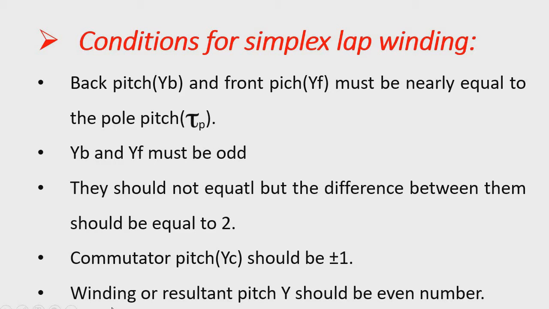Now conditions for the simplex lap winding. So first condition is that the back pitch YB and the front pitch YF must be nearly equal to the pole pitch tau p. And second condition is YB and YF must be odd. So the values of YB and YF must be odd digits. Third condition, they should not be equal, but the difference between them should be equal to 2. Means the difference between YB and YF is equal to 2.